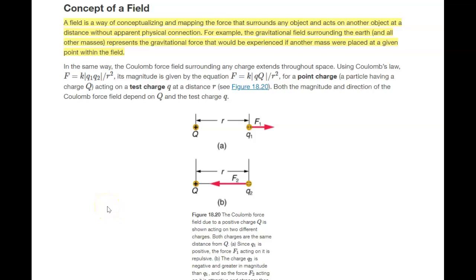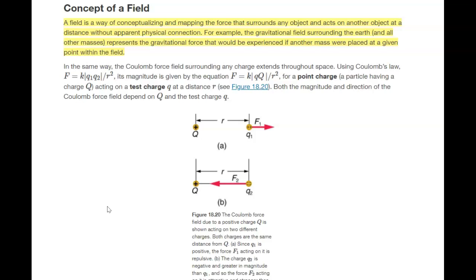Hello class, this is a lecture on electric fields. So what we just found before was the electric force on a charge. So that's the forces that are pulling or attracting when you have two different charges. Now I'm going to explain electric field.